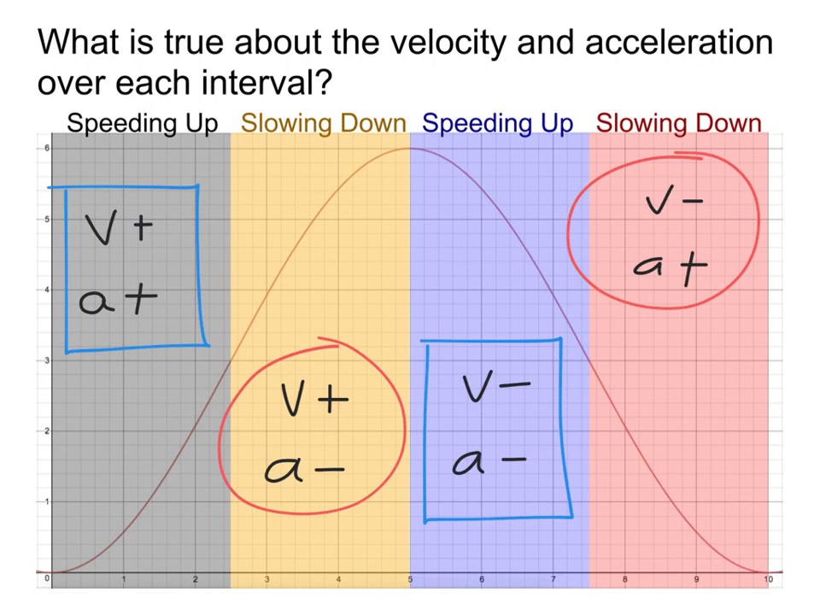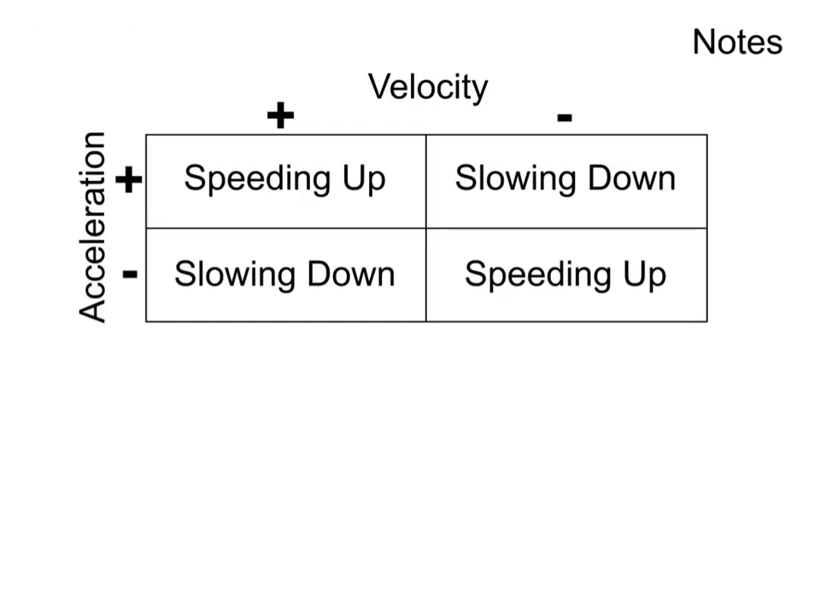And speeding up means getting further from 0 for my velocity, and slowing down means the velocity is getting closer to 0. We can basically summarize it in this table here. This would be a good thing to add into your notes.